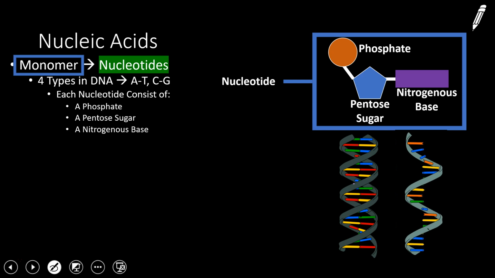There's actually four different types of nucleotides, and we're going to talk more about those in the future. It's going to be these letters. These are the letters we use to distinguish between the four different types of nucleotides. But again, we're going to talk more about that in the future.